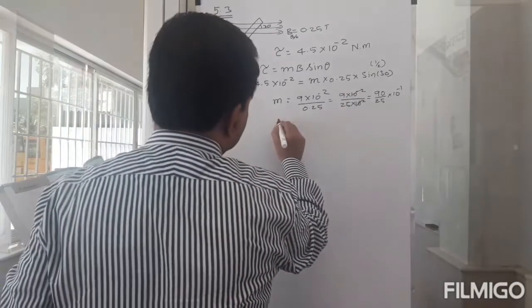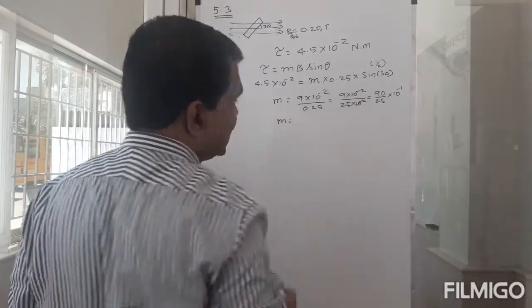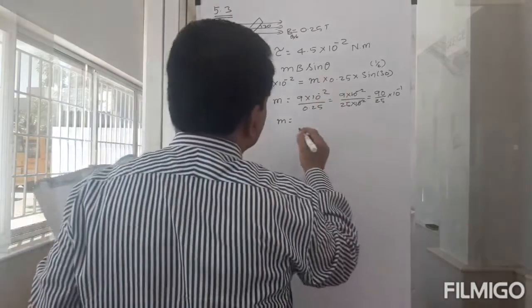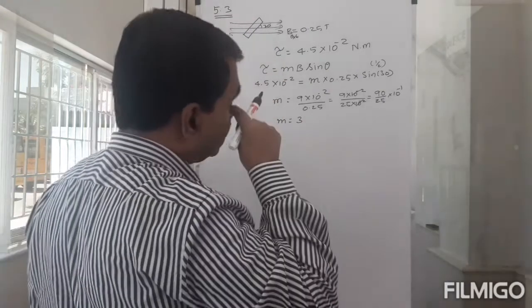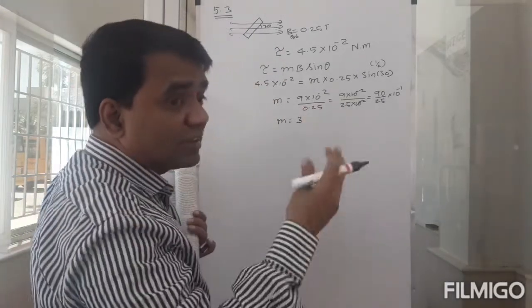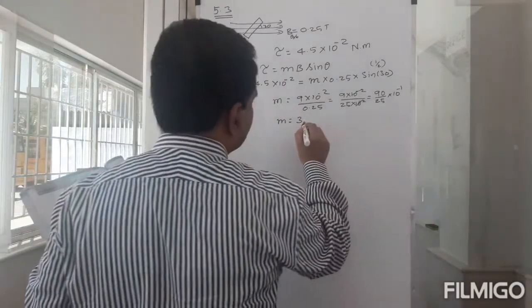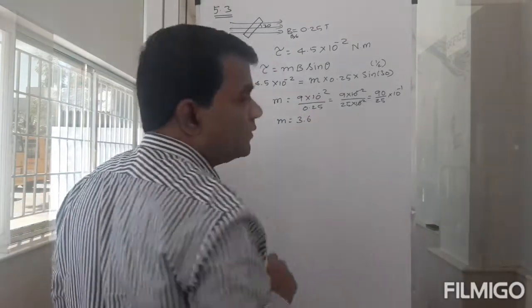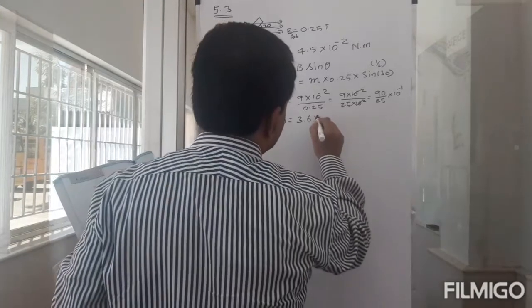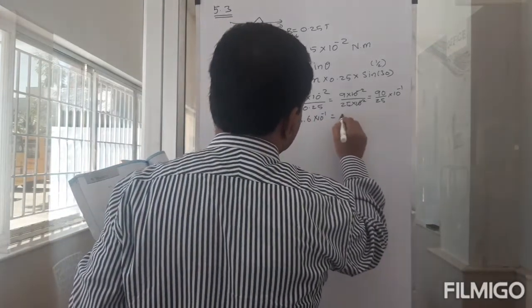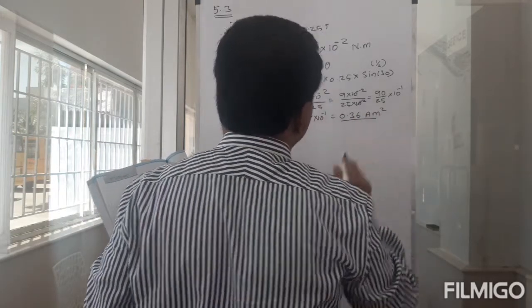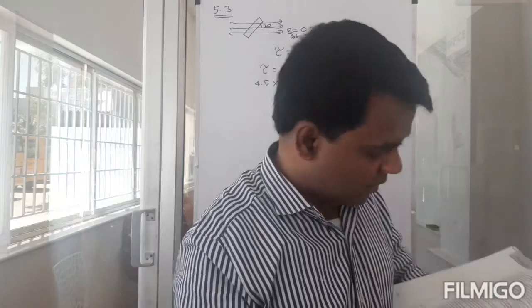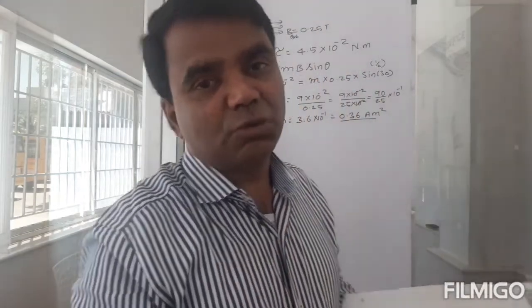So if I do that, so m is going to be equal to, 3 fives are 15, I can reduce that. So 15 by 25, so that is 3 by 5, so that would be 0.6 into 10 power minus 1, and that's going to be equal to 0.36 ampere meter square. So this is a very straightforward problem. There is nothing great about it. So using the formula you can do this.